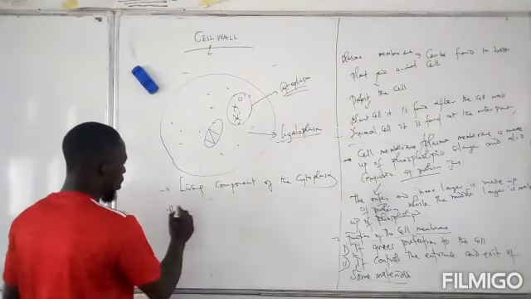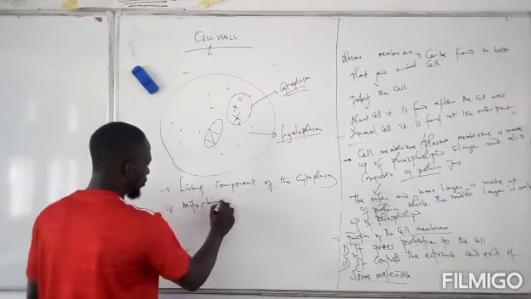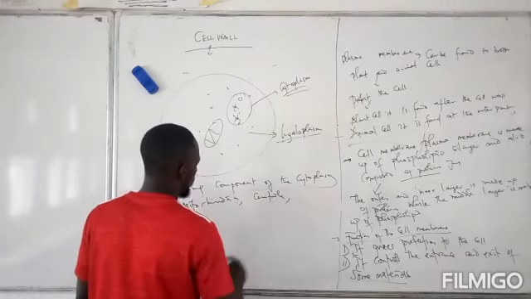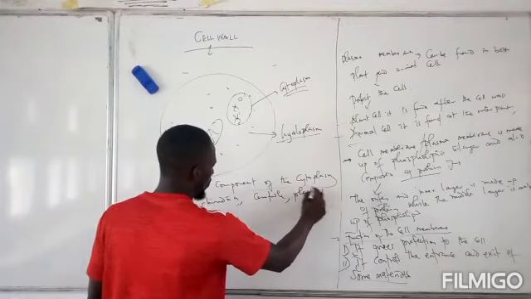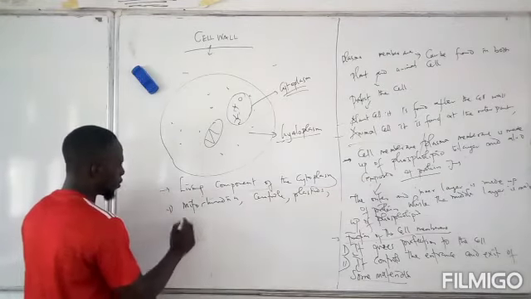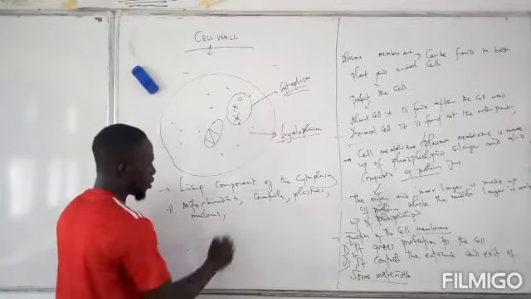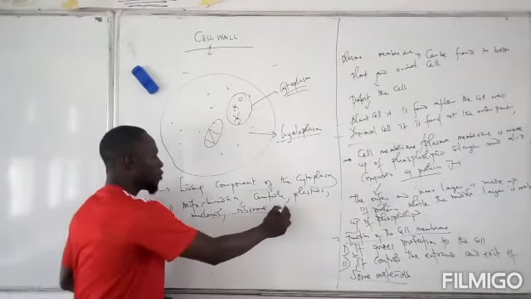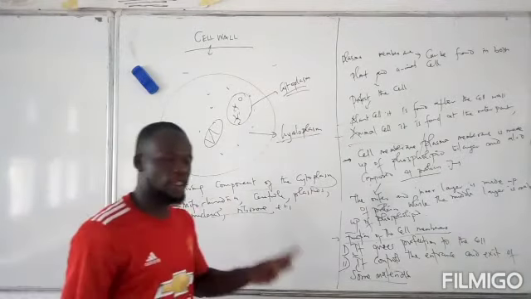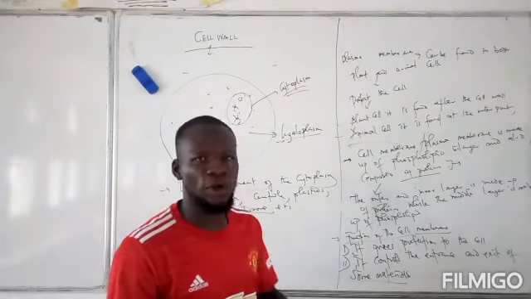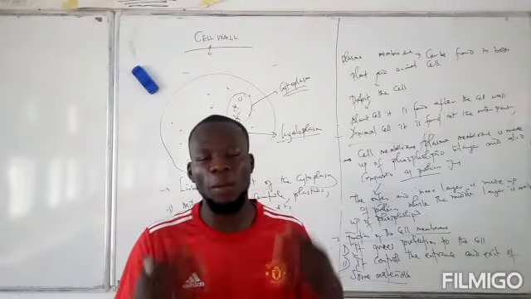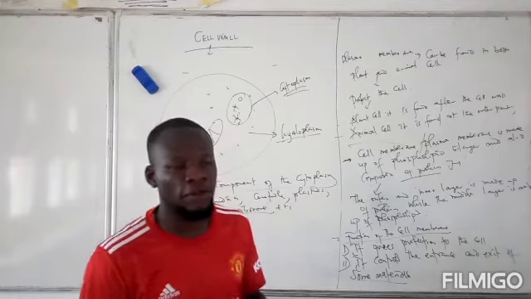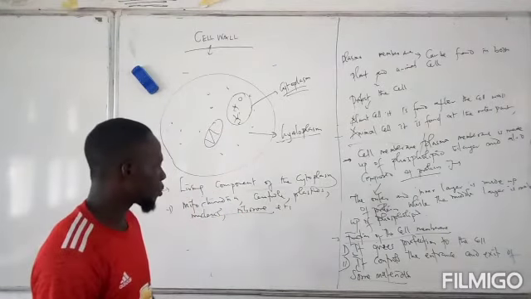We include what we call the mitochondria, the centriole, the plastid, the nucleus, the ribosome, and the rest of them. So these are examples of the living component of the cytoplasm. They are known as the living components because they are responsible for performing all the normal functions of the cell in order for the body system to be in order.